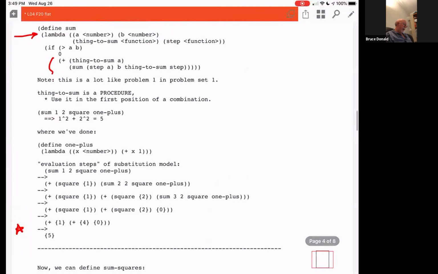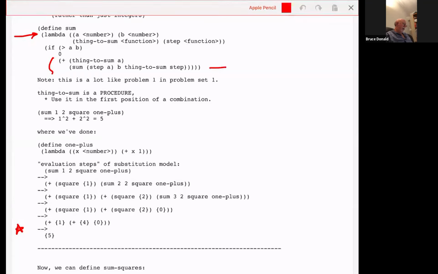So if you look at this body here, basically, again, substitution model is aptly named. Here I have thing to sum applied to A. That changes to square applied to 1, right? Because A evaluates to 1. And thing to sum evaluates to square. There should be a procedure there, but this shows you the basic idea. So what I've done here is expanded out this first step. I have plus square 1, and then a recursive call, which is also indicated here, to sum applied to what? To 2 and 2, why 2? Because I've incremented A by calling 1 plus. So here we have the square, here we have the recursive call.